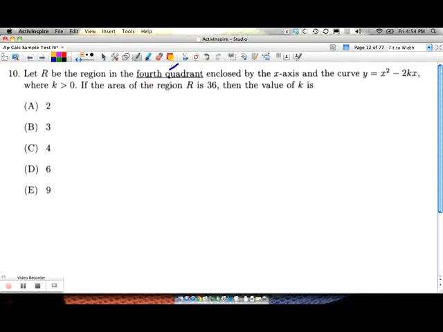So let's do this. Let R be the region in the fourth quadrant. That's interesting. They usually say first quadrant, but fourth quadrant. That's different. Enclosed by the x-axis and the curve y equals x squared minus 2kx, where k is greater than 0. If the area of the region R is 36, then the value of k is. Okay, so they give us the area.